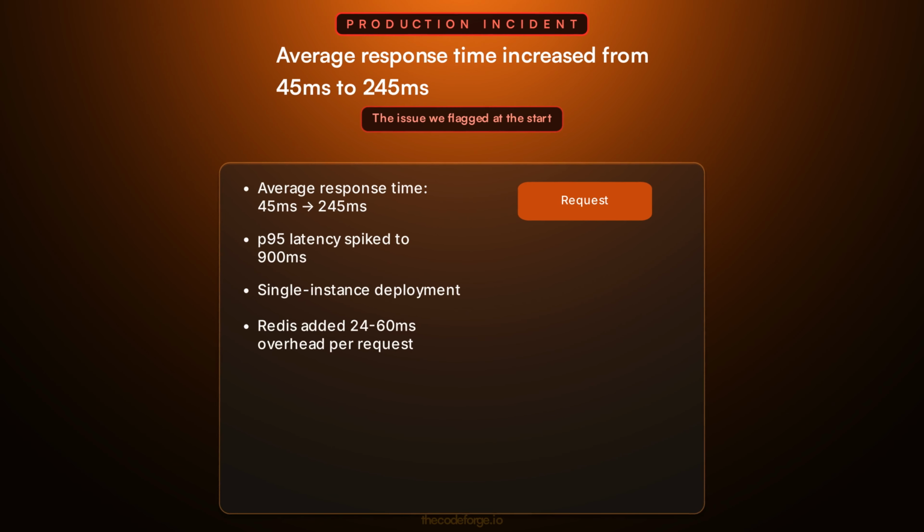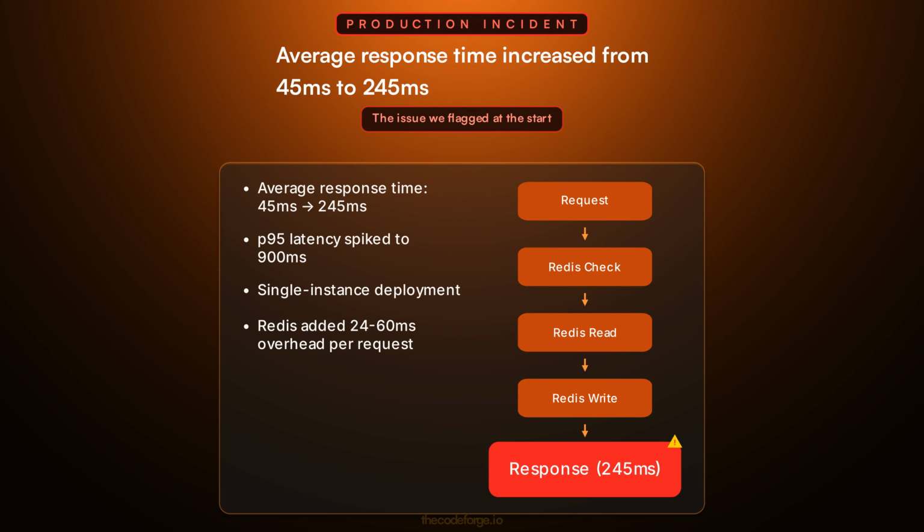This is the same issue we highlighted at the start. Here's exactly why that happened. The team deployed a Redis cache handler on a single instance app. Every HTTP request triggered 3-4 cache operations, each requiring a network round trip averaging 8-15 ms.